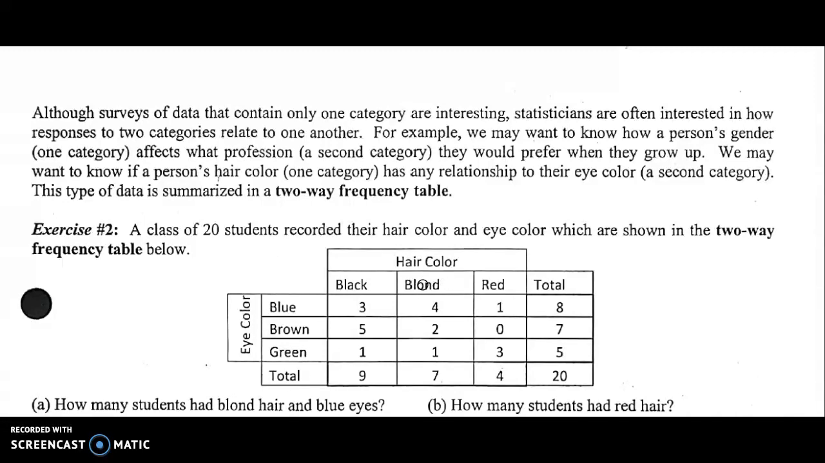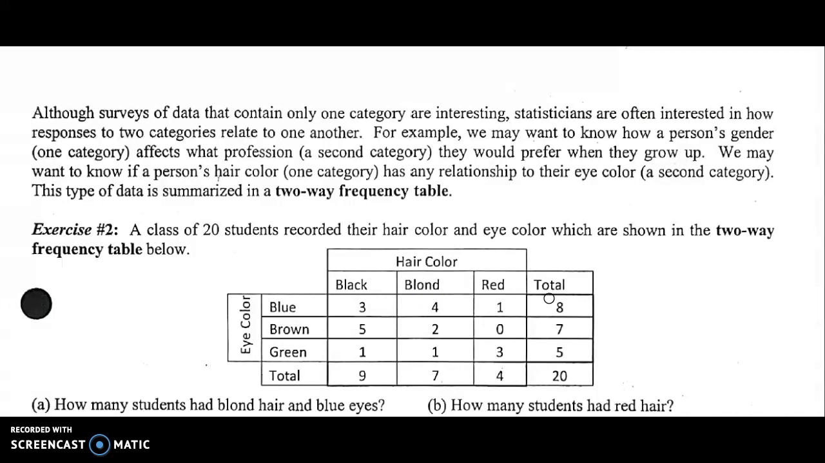Again, blonde hair would be this middle column. Blue eyes would be the very first row. So if I want blonde hair and also blue eyes, I would only use this one category, this 4, because that falls under both conditions. So that's blonde hair and blue eyes. That would be 4 students with that total.